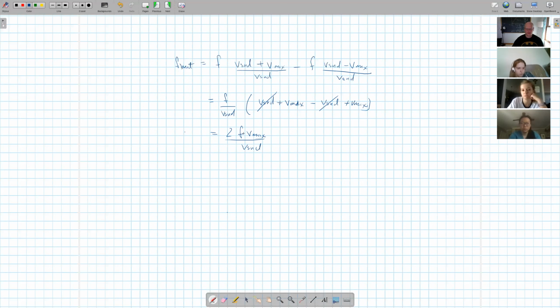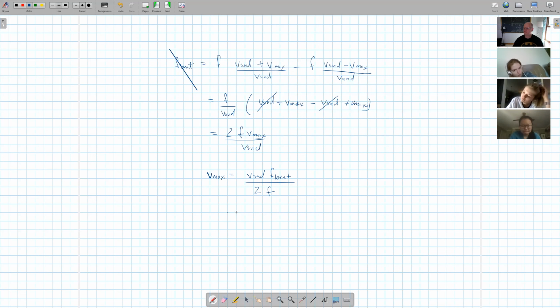So here, all you're looking for is V max. You know what the speed of sound is, you know what the frequency is, you know what the beat frequency is. And then the 2, so now you can just solve for V max. So this says that the maximum velocity is going to be equal to the speed of sound times the beat frequency divided by twice the frequency.